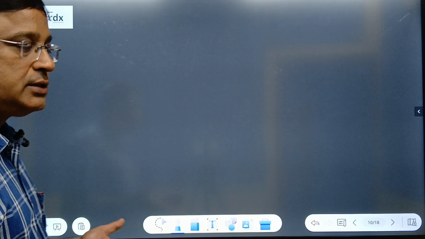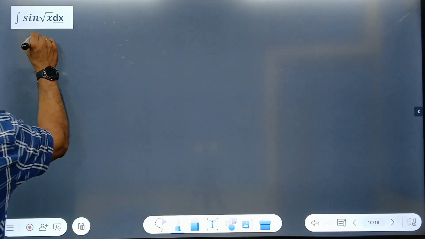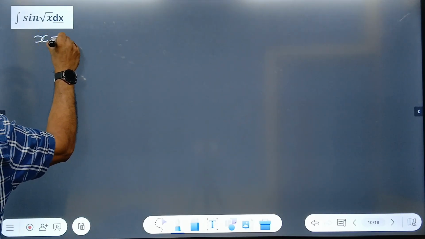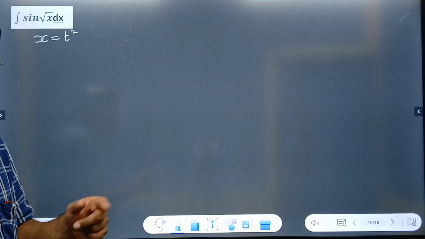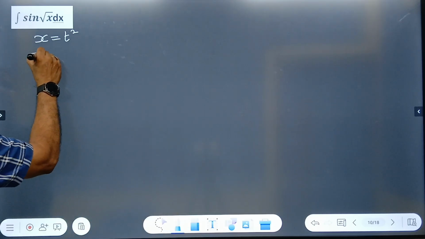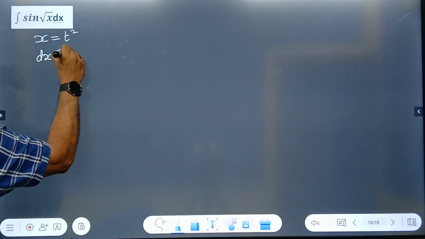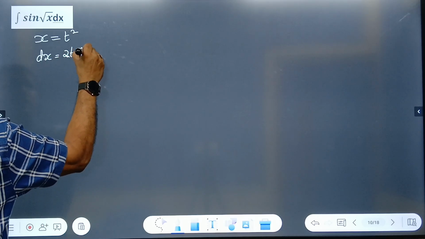Now next one. Sine of root x. It is not sine inverse, it is sine of root x dx. So what do I do? Here the problem created is root x. So I get rid of it by making a substitution. x is equal to t square. So what is dx? dx is 2t dt.